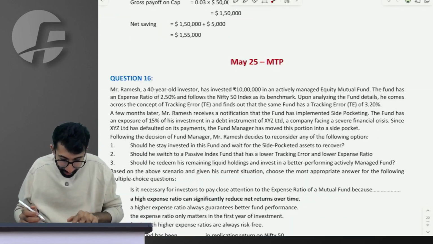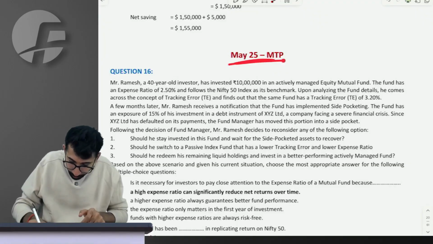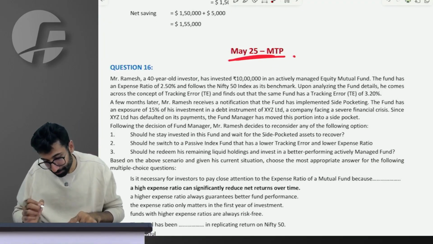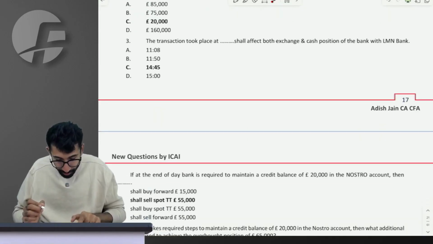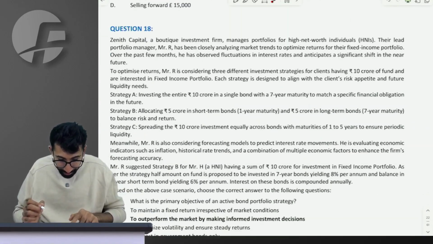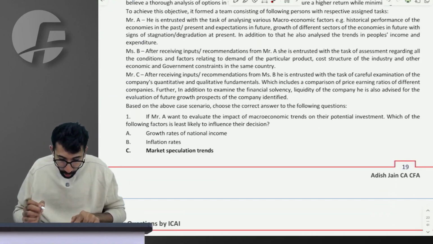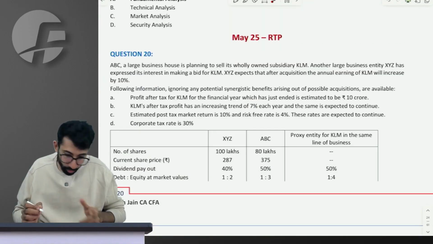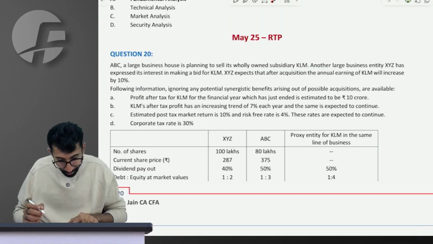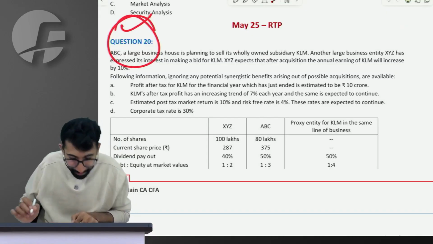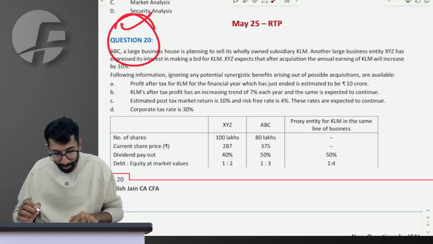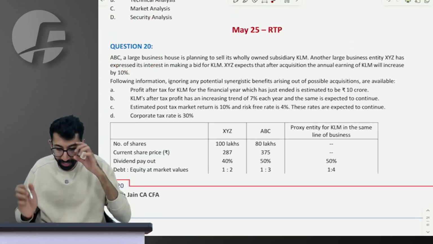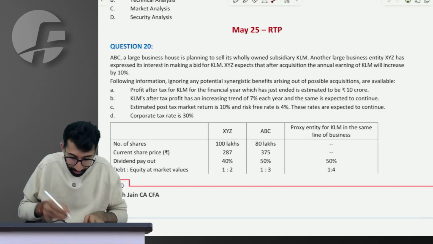Fine. In the attempt of May 25 MTP, question 16th is MCQ, 17th is fine, 18th again is MCQ, question 19th is MCQ. Okay, in May 25 RTP, question number 20 is there, which is a practical question, an extremely easy question, right? Let's see what it tries to say.